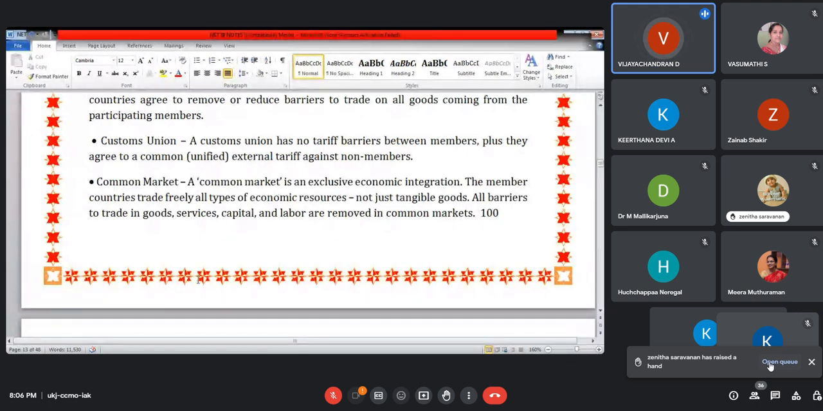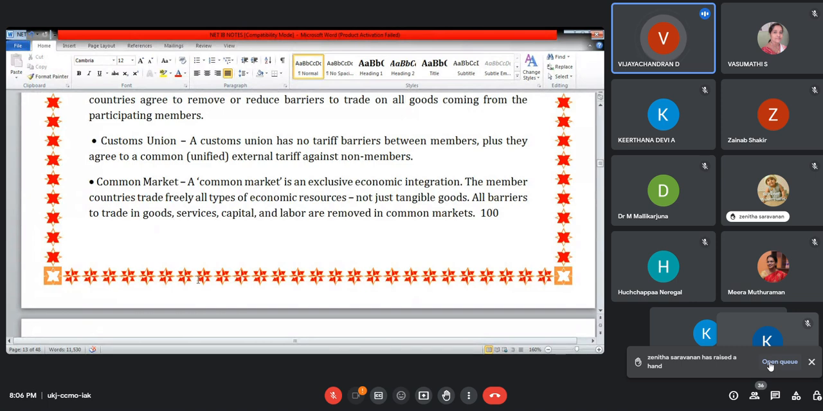Again, I am telling, customs union means a group of countries that trade among themselves. If they are trading between the member countries, no problem, there will be zero tax. Tax, I am saying only for understanding. You should not say tax, that is tariff. But in the case of non-members, they will charge a high percentage of tariff.